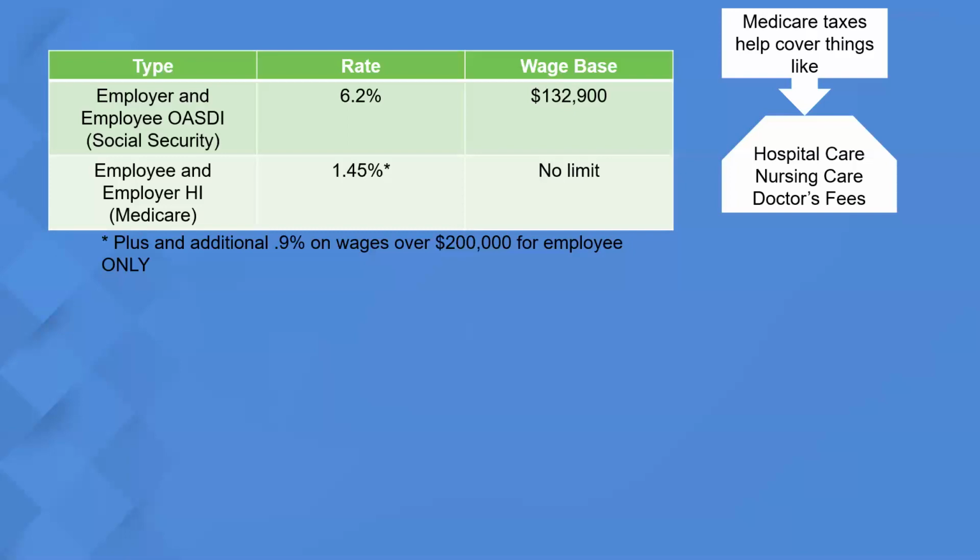Medicare taxes are taken out of your check to help cover things like hospital care, nursing care, and doctor's fees that come up later in life after you retire. So that's why those amounts are being taken out of your check. So you'll have that amount later on.